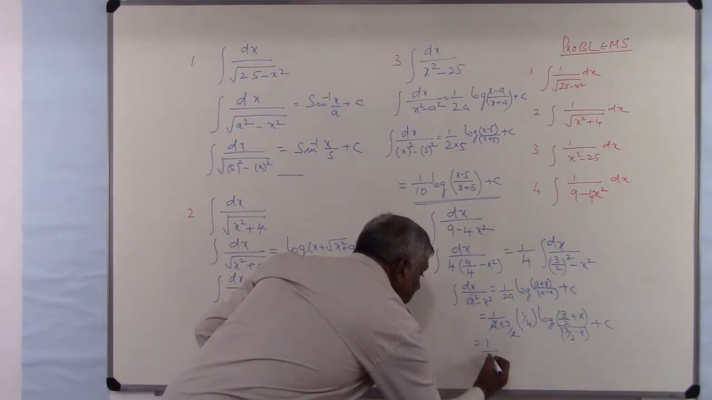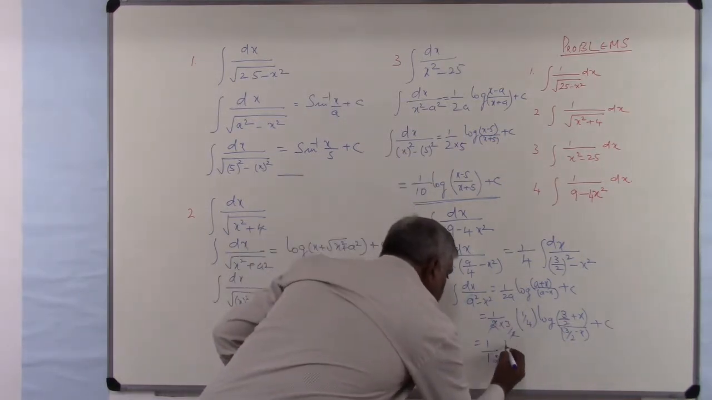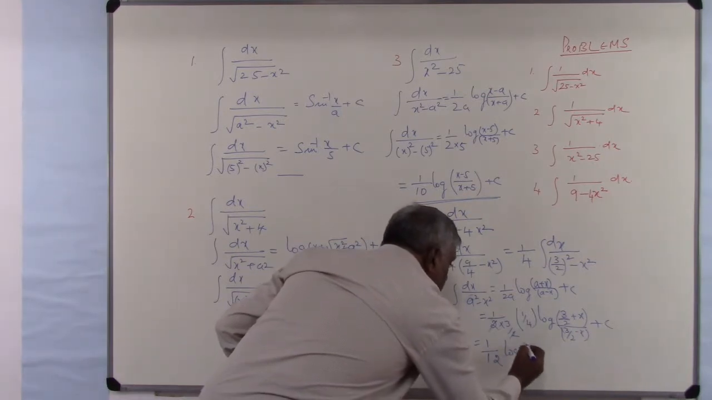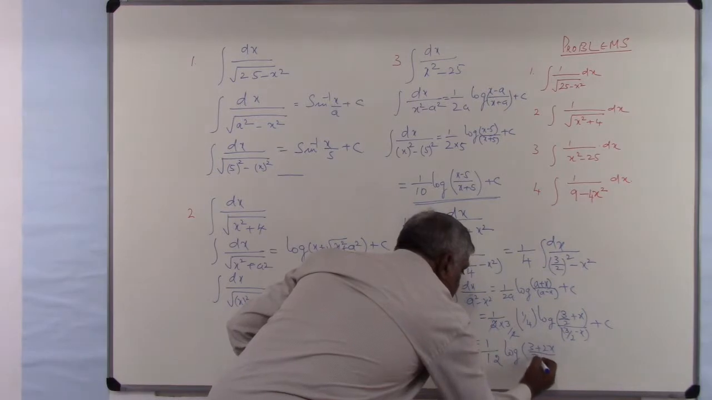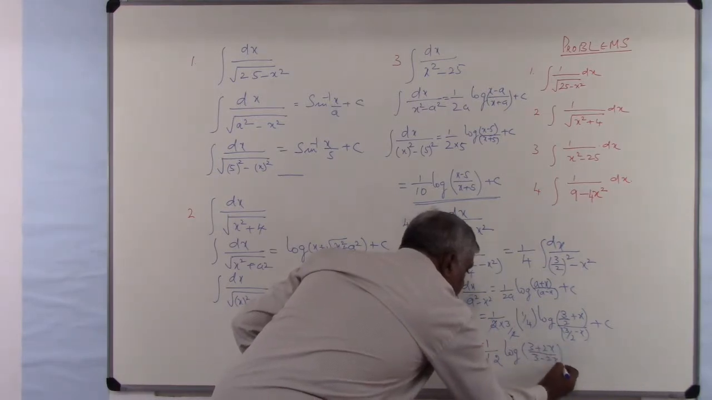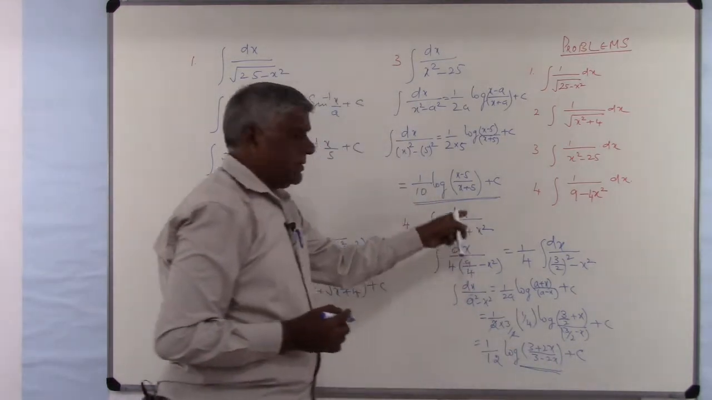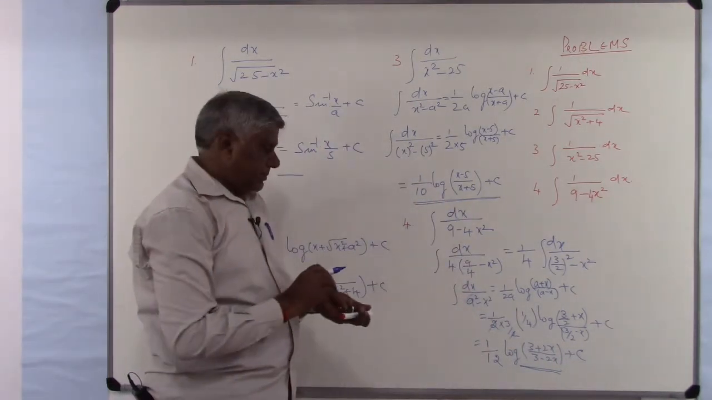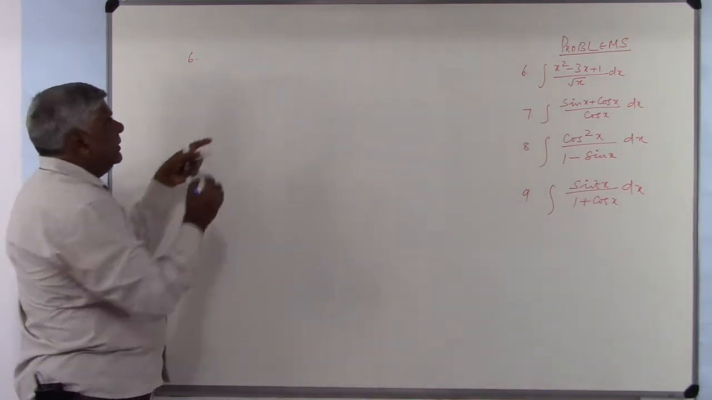We get 1 over 12, since 4 threes are 12, log of 3 plus 2x by 3 minus 2x plus c. This is the answer for this problem. Now we will see different problems.